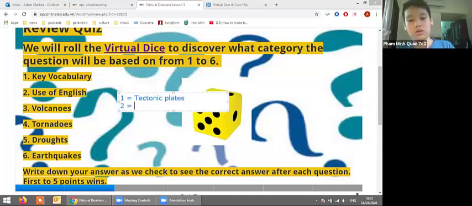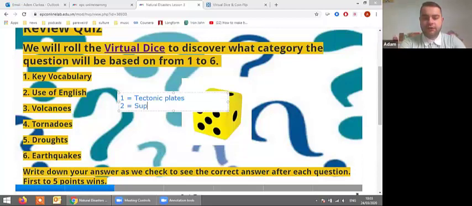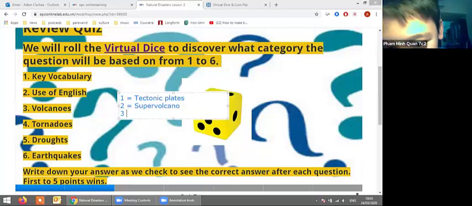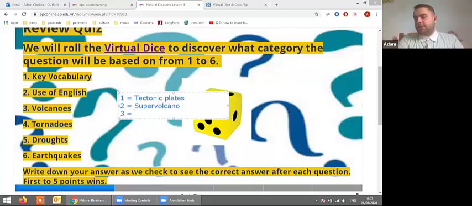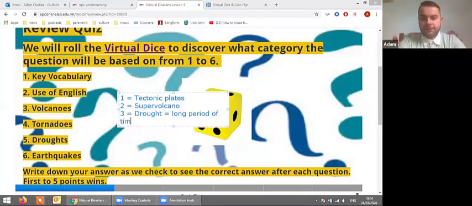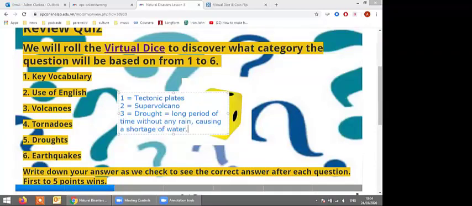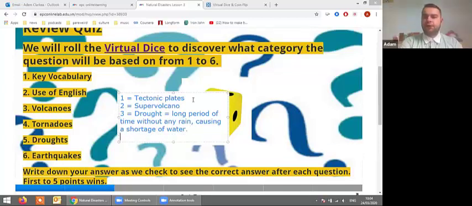Number 2, the question was, what was the very large volcano? And some of you said it, it was a supervolcano. Good if you got that. Number 3, give a definition of a drought. So we'll give a short definition. You should have written something like a long period of time without any rain. And you can also say causing a shortage of water. So if you put something similar, that's also okay. You can get a point for that.